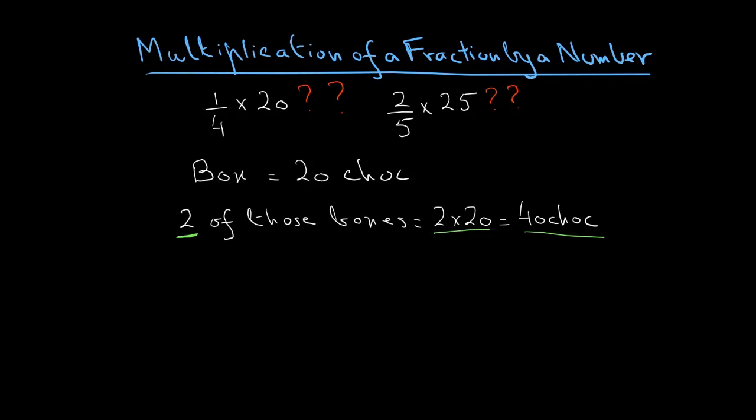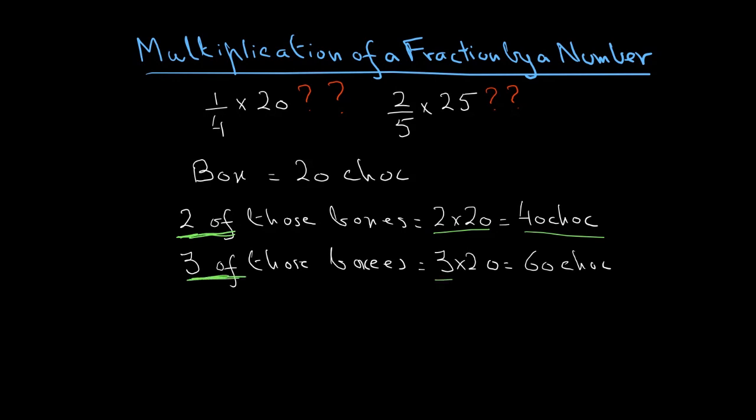Now, if I say, give me maybe three of those boxes, I'm getting really hungry. So then the answer will be 3 times 20, which is equal to 60 chocolates. You can see that when I want 3 of, I multiply 3 by 20 to give an answer of 60. So what it seems like is that 2 of means multiply 2 by 20, or if I say 3 of, then it means multiply 3 by 20.